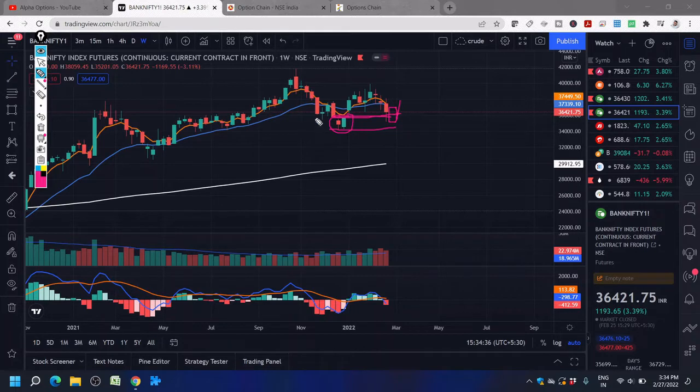So that is on a weekly chart. If you see something on the weekly chart which is away from 5, it's very powerful. This opening away from 5 is also very powerful. See this.